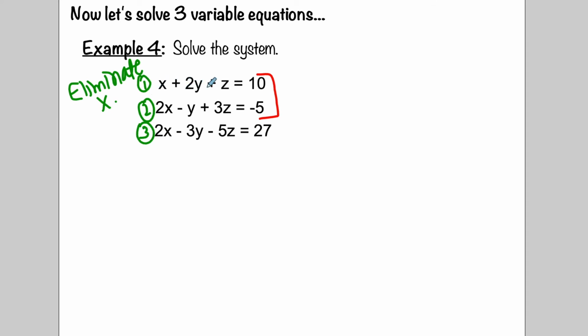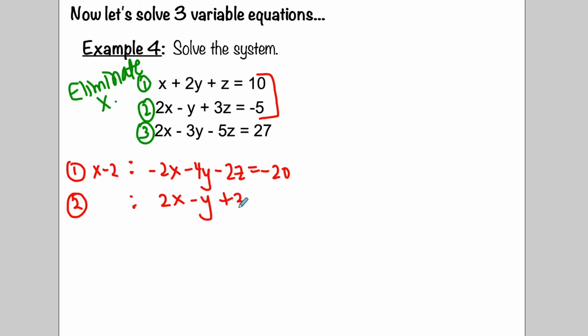I'm going to take equation 1 times -2. Multiplying it by -2, here's what I'll get: -2x minus 4y minus 2z equals -20. My second equation I'm just going to leave as is: 2x minus y plus 3z equals -5. I'm eliminating x's, so I'm going to add the 2 together. My x's are gone. I have -5y plus z equals -25.